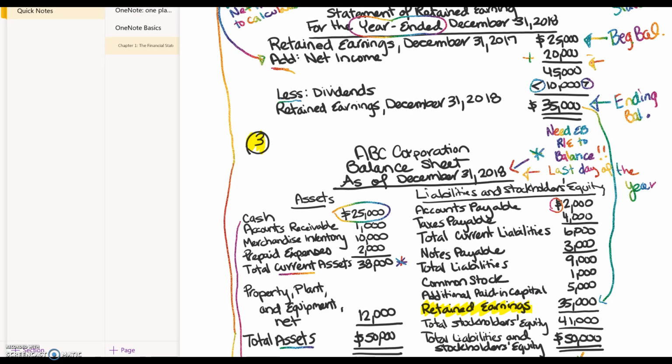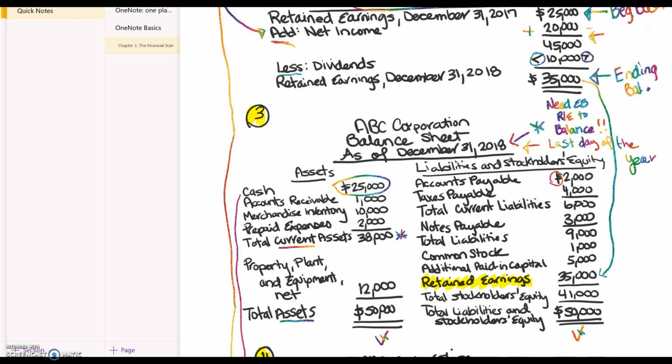So it's telling us on a specific date, this is what they had in assets, this is what they had in liabilities and owner's equity. The balance sheet, we classify our balance sheet for our assets and our liabilities, meaning we separate our current assets from our long-term assets and our current liabilities from our long-term liabilities.